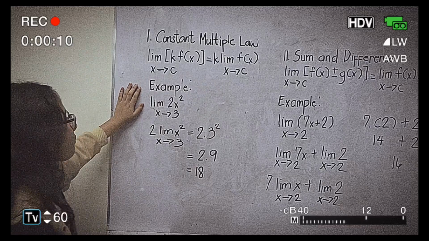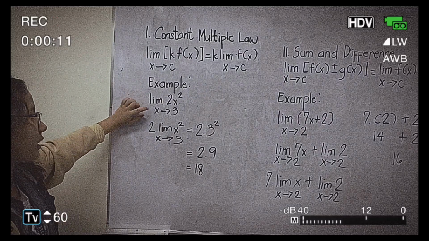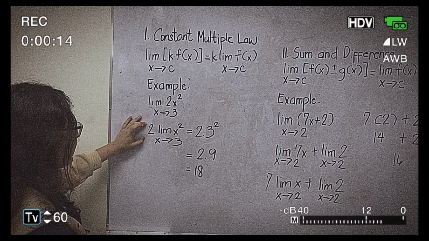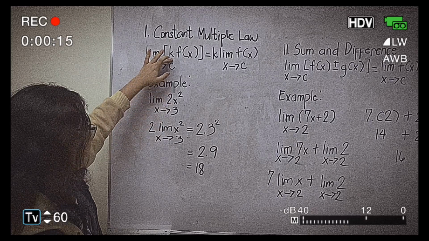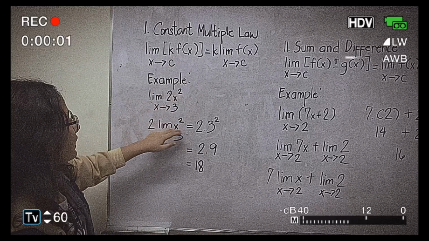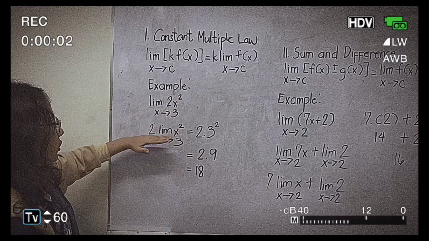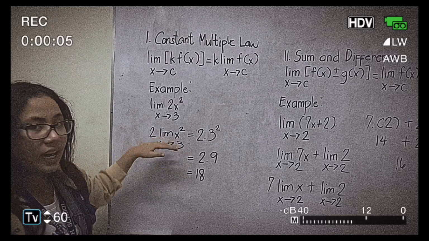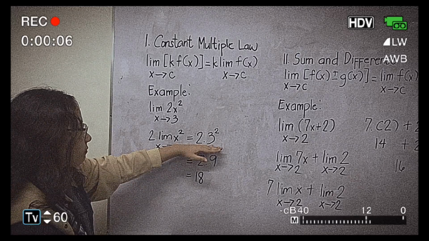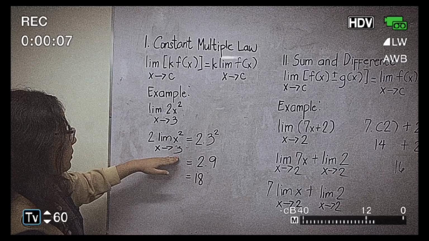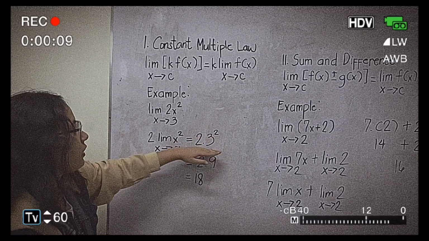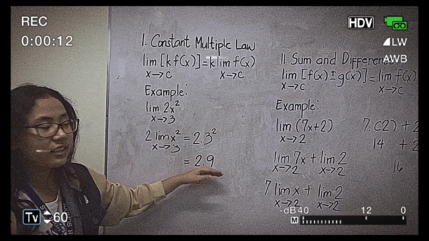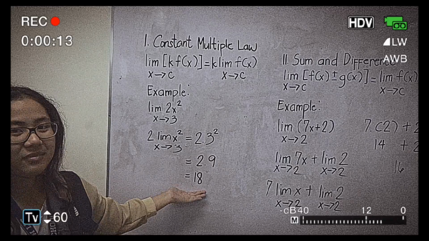We have here an example. Limit 2x squared as x approaches 3. The first step that we have to do is put 2 outside, as 2 is the value of our k. Then leave the f of x inside the limit. After doing that, we have to substitute the value of our c to our x's. Like we have here, 3 has been substituted to x. 2 times 3 squared, simplify. 2 times 9, which then will become 18.